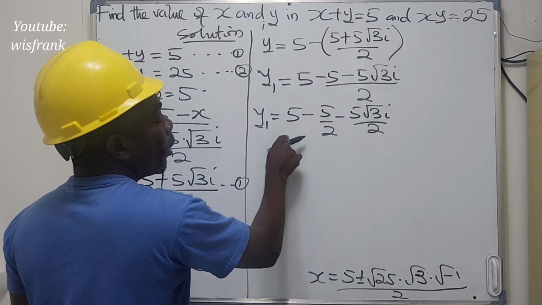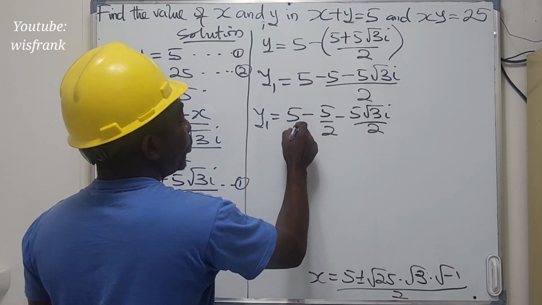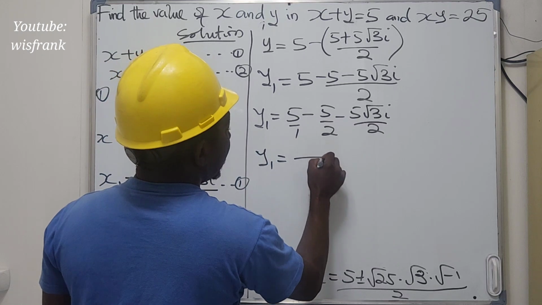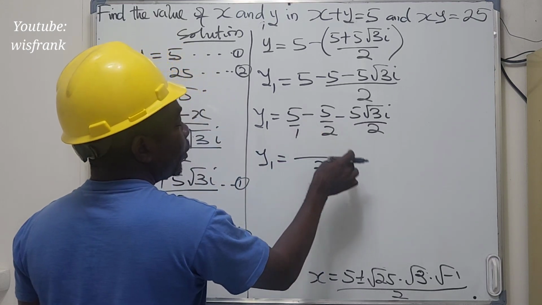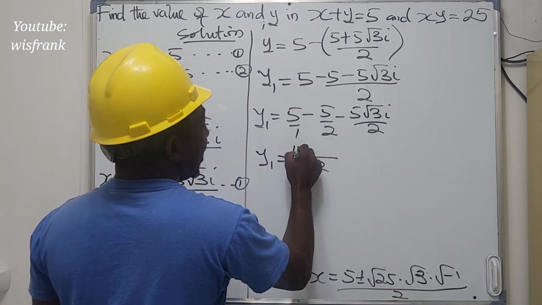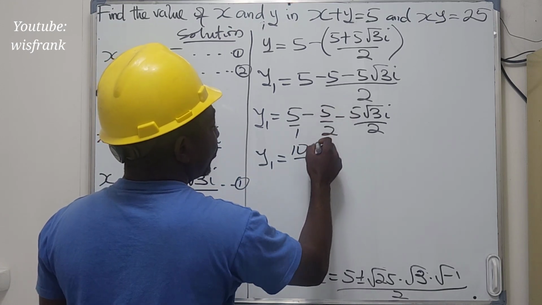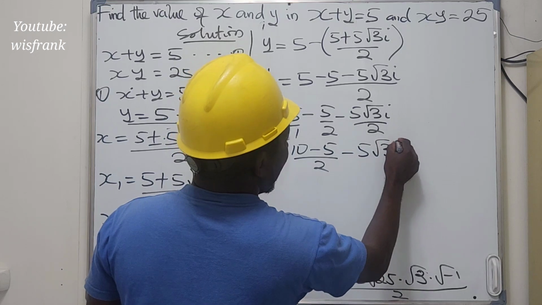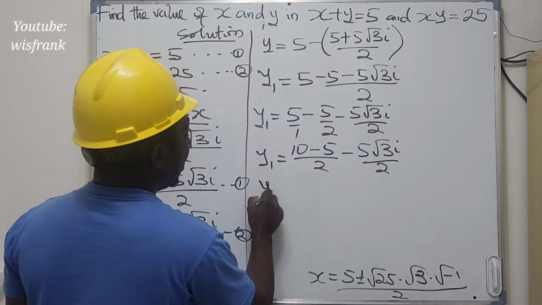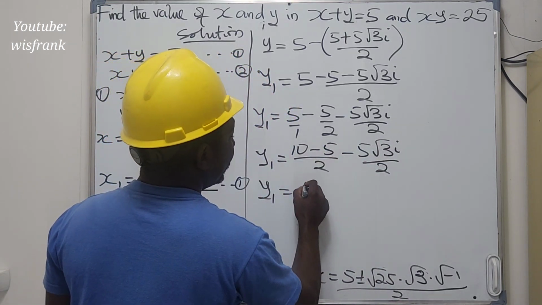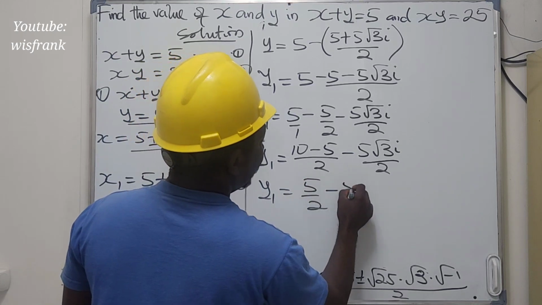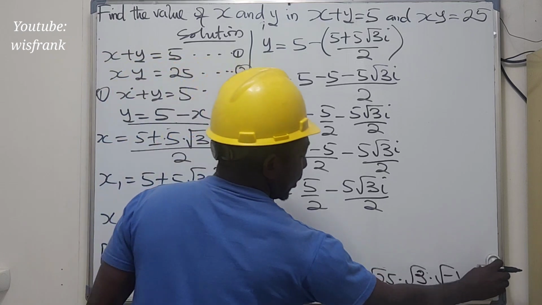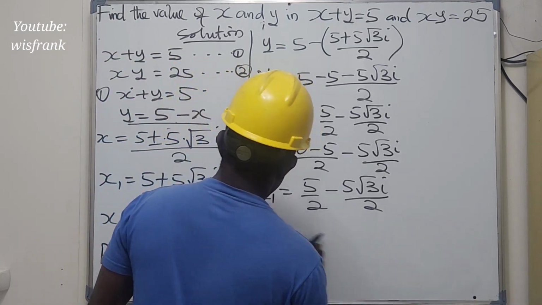So here, for us to find the LCM of these two, this will be 5 all over 1. So y1 will be equal to, taking the LCM, which is 2, 2 divided by 1 is 2, 2 times 5 is 10, we have 2 divided by 2 is 1, 1 times 5 is 5. Then here we have minus 5 root 3 i all over 2. So from here, the value of y1 equals 10 minus 5 is 5 all over 2 minus 5 root 3 i all over 2. So this is the first solution of y1 that we have.